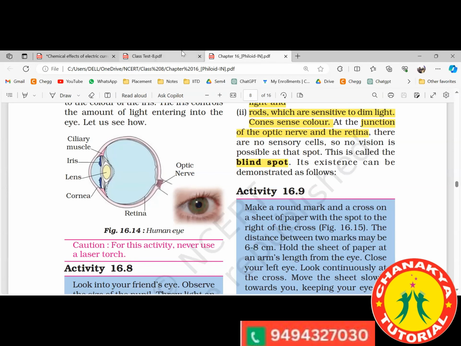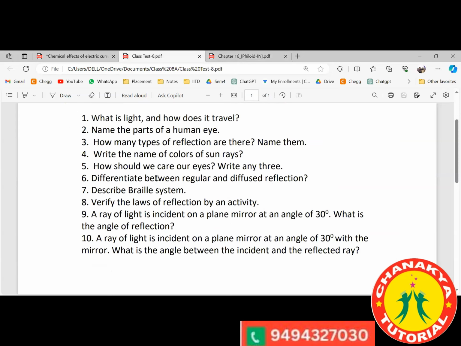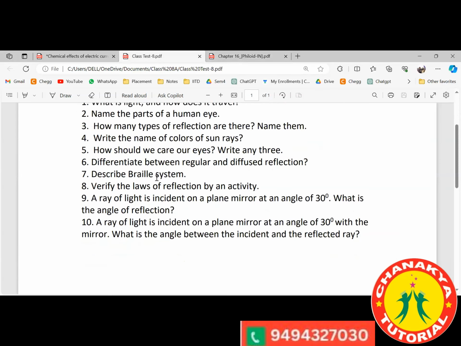No, sir. Now the next question. How many types of reflection are there? Name them. There are three types of reflection: diffuse, regular, and multiple. No, there are only two types of reflection. Sir, diffuse and regular. But in the textbook there are three types. There's also multiple. Which textbook?